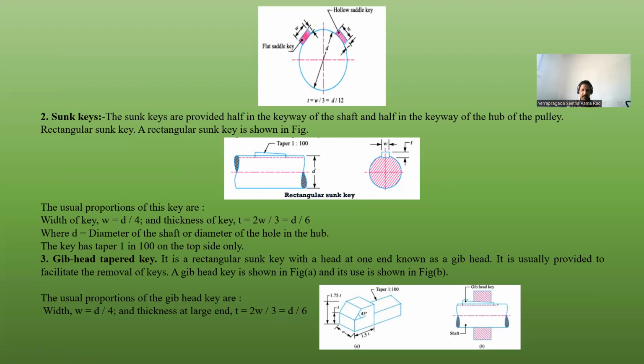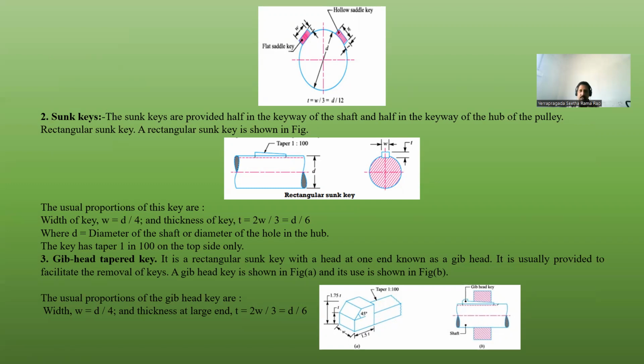And the next one is the sunk key. These are provided half in the keyway of the shaft. We should observe in the figure itself, half of the key is in the shaft and the other half is in the hub. And this is a rectangular sunk key, and the taper is provided in the form of 1:100 on the top surface of the hub here.